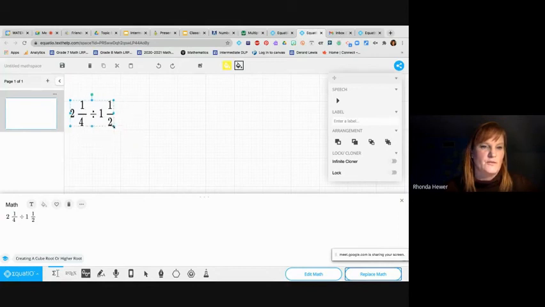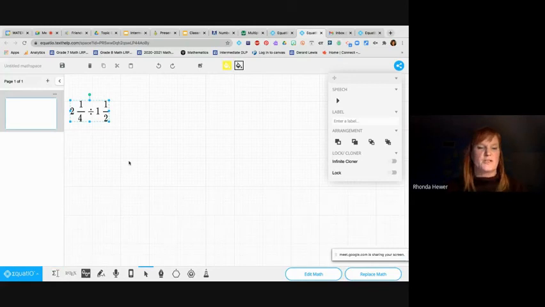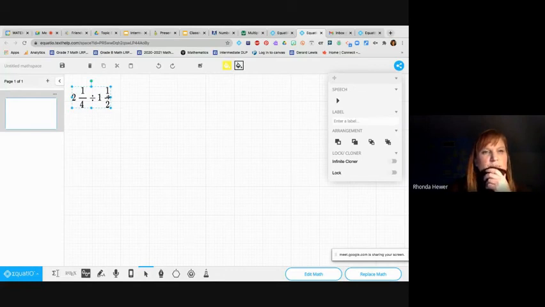I can make it bigger, I can make it smaller. Same thing will happen in your Google Slides. So this is the question I'm going to attempt to do right now. I'm looking at 2 1/4 divided by 1 1/2. So what I'm asking myself is how many times does 1 1/2 go into 2 1/4?